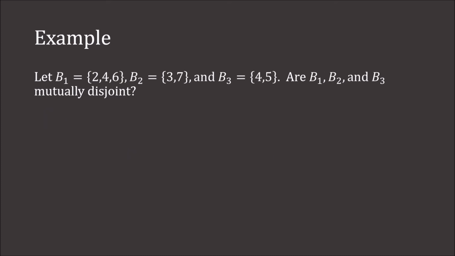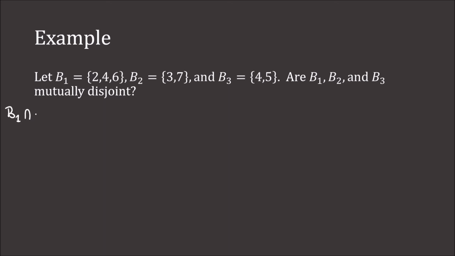So now let's look at these three sets. B1 is the set {2, 4, 6}, B2 is the set {3, 7}, and B3 is the set {4, 5}. Are these mutually disjoint? So again, we want to check to see if each intersection is empty.